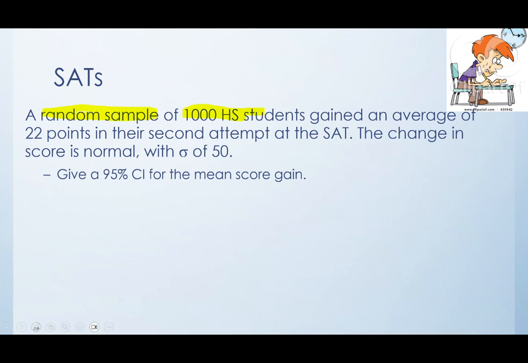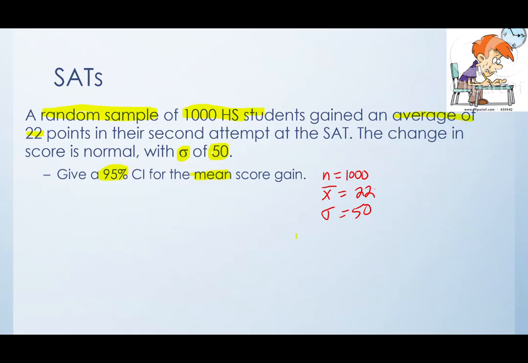So that tells us our sample size. We're going to write these things over here, right? We are told that we want to give a 95% confidence interval for the mean score gain. So we know we're working with means. And we also know that the sample gained an average of 22 points. So that we know is the sample mean, 22. And we are told that our standard deviation is 50. Okay, so we know those pieces of information.